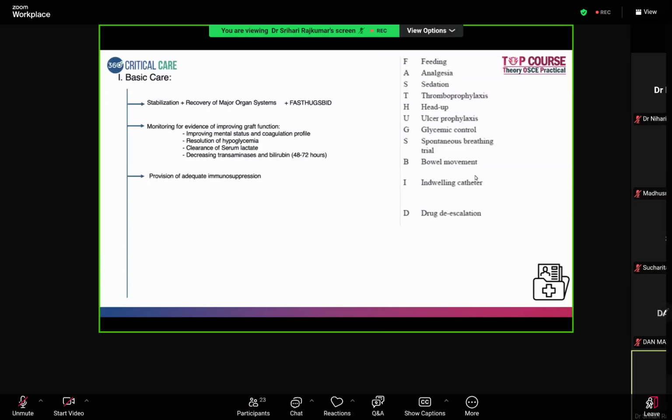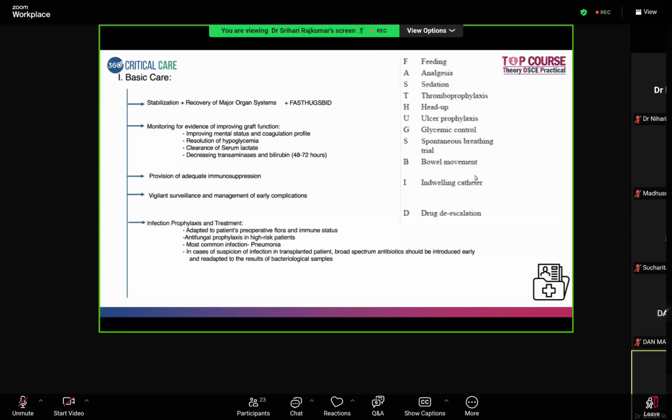And provision of adequate immunosuppression. I will come up about it in my subsequent slide. Vigilance, surveillance, and management of early complications. So this is what I said. You need to know what are the surgical issues that can be anticipated and the non-surgical issues. That's the medical related issues. So at least 5 to 6 complications should be at the back of your mind whenever you see these patients.